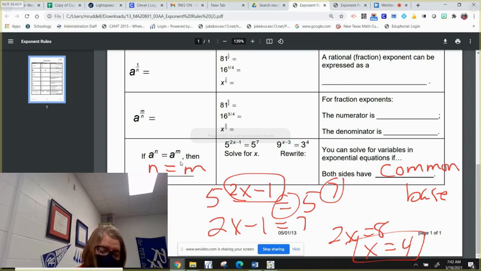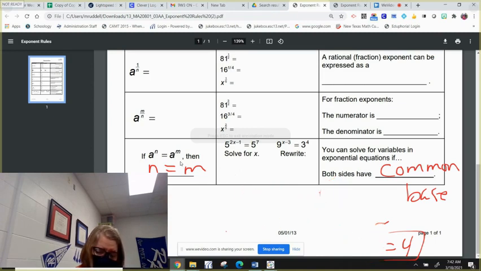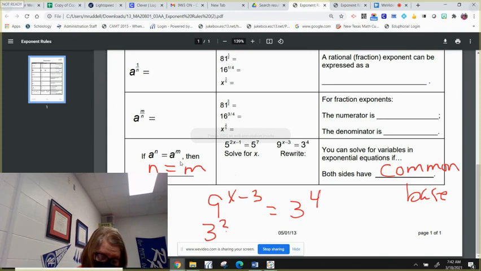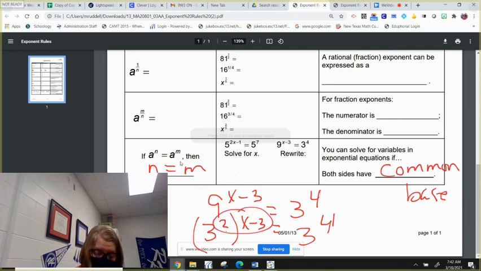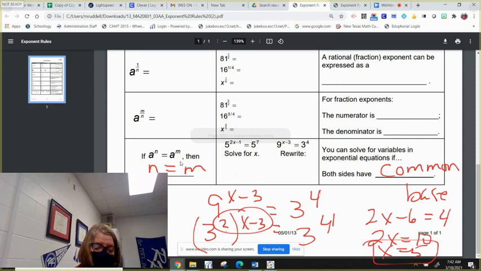Okay, we have one more that we didn't do right there. It's 9 to the x minus 3 equals 3 to the 4th. Okay, now we said if they have a common base, 9 to the x minus 3 and 3 to the 4th don't have a common base, do they? But I can rewrite this 9 as 3 squared. Now we have a common base. Common base is 3. What do I do with this power to a power? Multiply. So I have 2x minus 6 equals 4. Add the 6, divide by the 2, and there it is. So that's a quick review of your exponent rules.